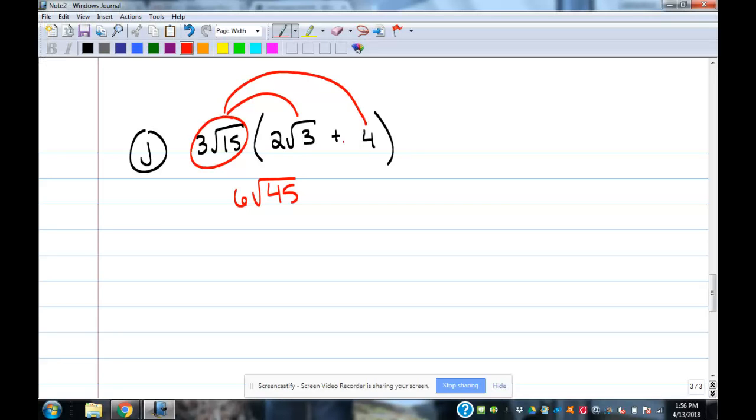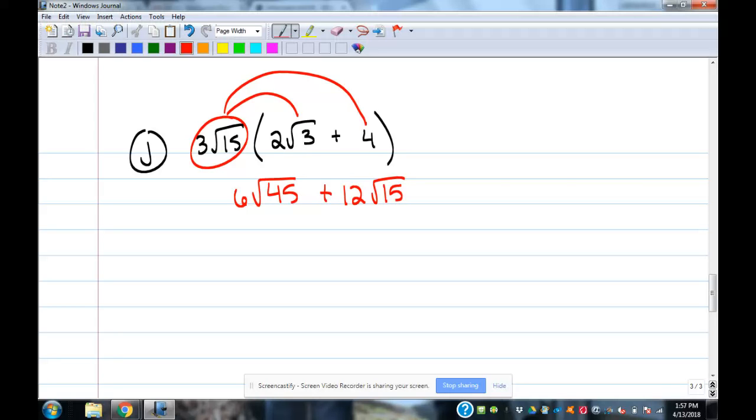And then 3 radical 15 times 4 with no radical. So is 4 on the inside or the outside? Outside, because it's not under a radical, right? So 4 multiplies times what? 3. So that's going to be plus 12 radical 15. We're distributing this entire piece to both parts there. Now we've done the multiplication. Now we simplify.